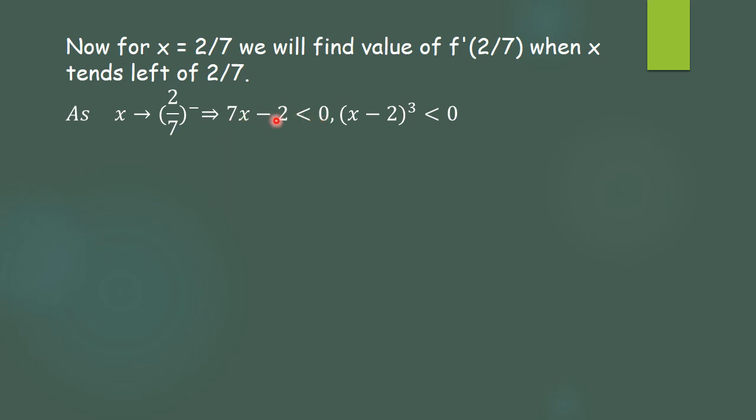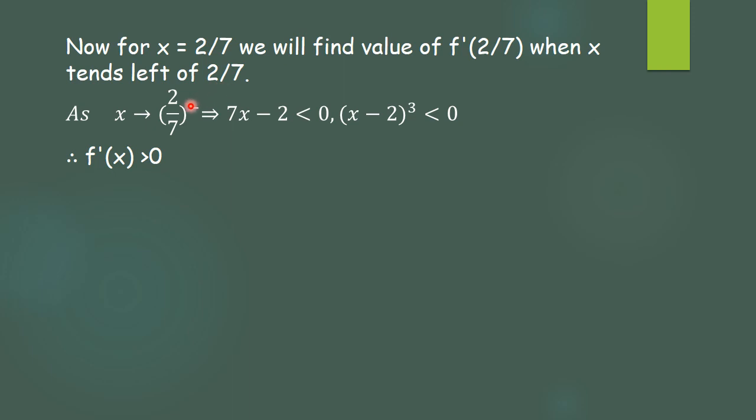Now as this is less than 0, when we replace x as 2 by 7 here, 2 by 7 minus 2 is going to be negative and its cube will be negative. In the order, this is negative, this is negative, and the third part was x plus 1 the whole square, so it will be positive. So ultimately we get negative, negative and positive, so f dash of x is greater than 0 for the left side of 2 by 7.